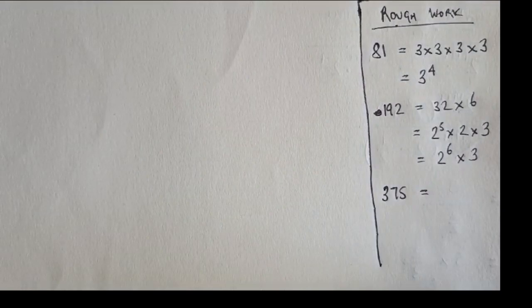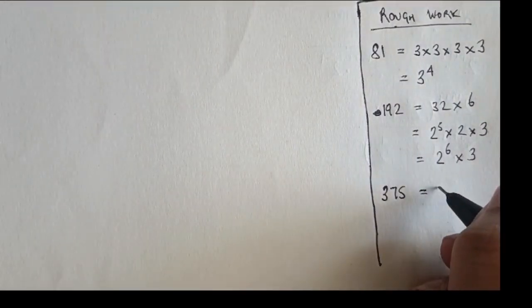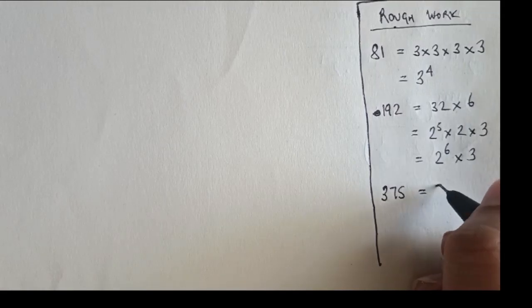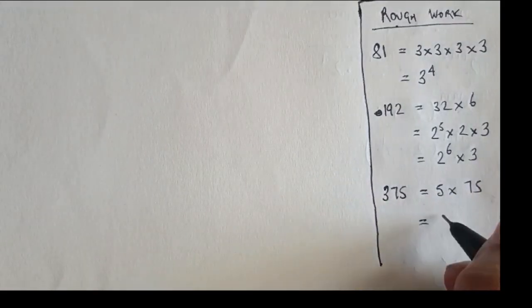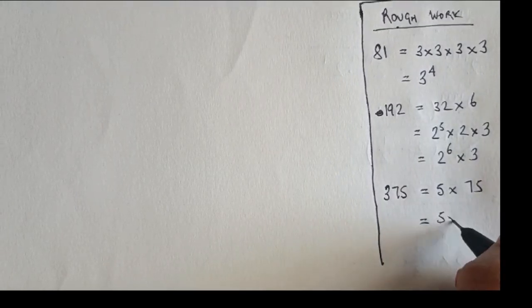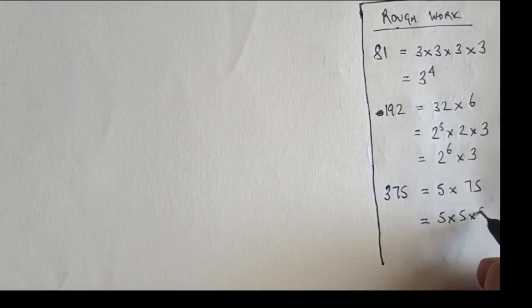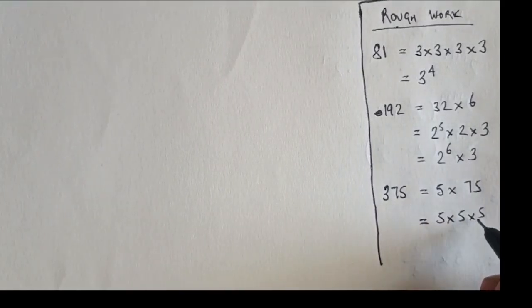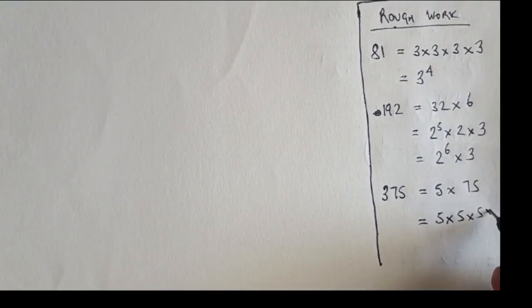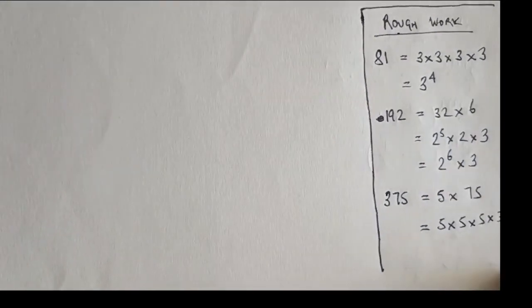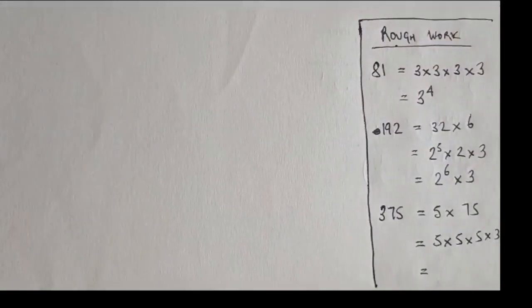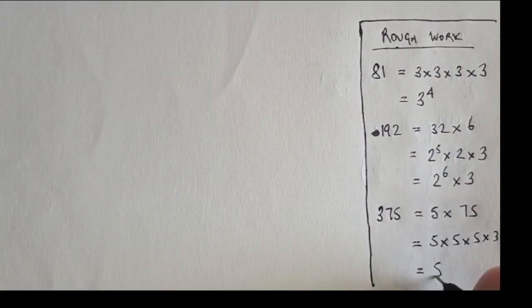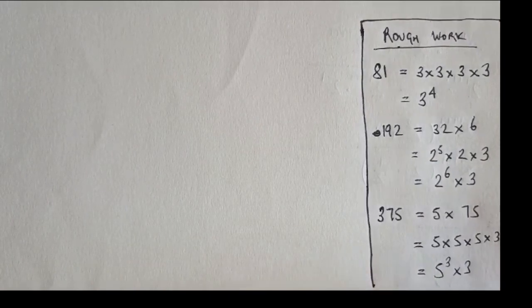Okay, now we go to 375. What is 375 equal to? I think this we will have to do a bit slowly. This is equal to 5 into 75, which is equal to 5 into 5 into 5. So 75 is 25 into 3, which is 5 into 5 into 3, right? So this is basically nothing but 5 cube into 3.